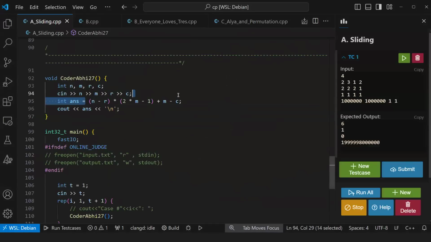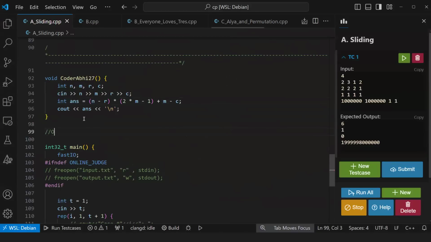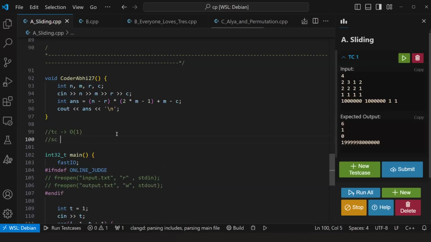You had to just derive this formula. So time complexity would obviously be order of 1 here, because you are not doing anything, just taking the input and in order of 1 you are calculating. So time complexity is order of 1. Same for the space complexity, that would also be order of 1.